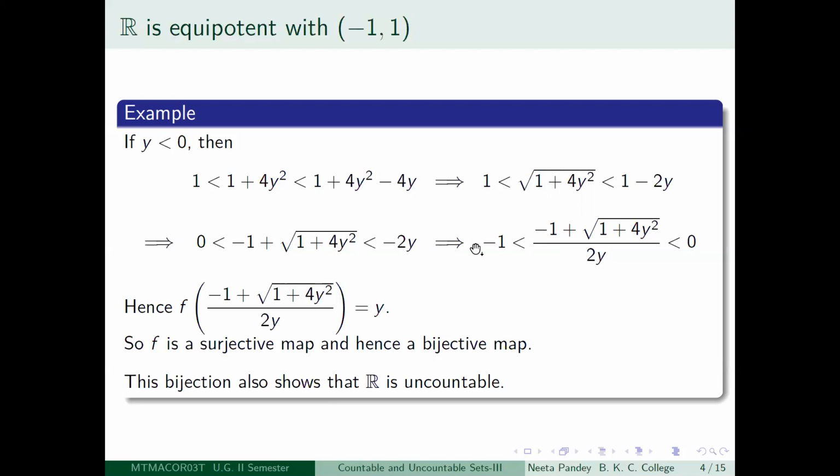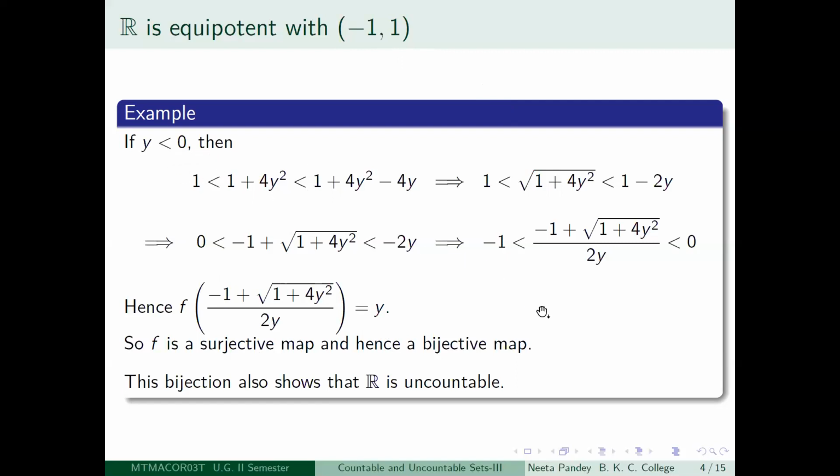So when you are dividing by 2y, you get minus 1, which now becomes smaller than minus 1 plus square root of 1 plus 4y squared divided by 2y, and that becomes less than 0, right? So this number, minus 1 plus square root of 1 plus 4y squared by 2y, is a number between minus 1 and 0, and hence it is in the domain, the open interval minus 1 to 1. So again you have got something in the domain, f of that is equal to y. So the pre-image of y is non-empty even if y is less than 0.